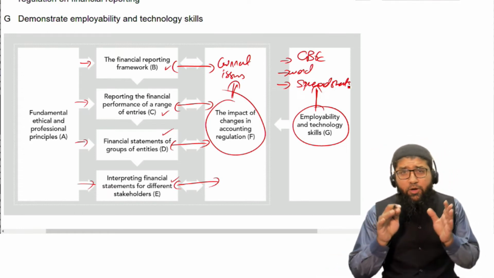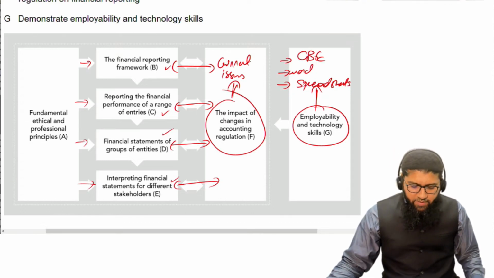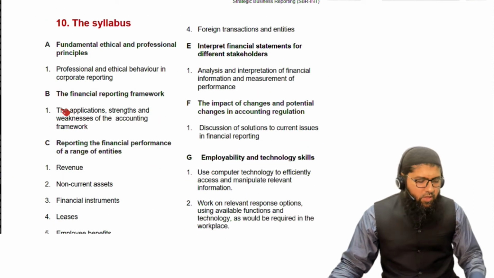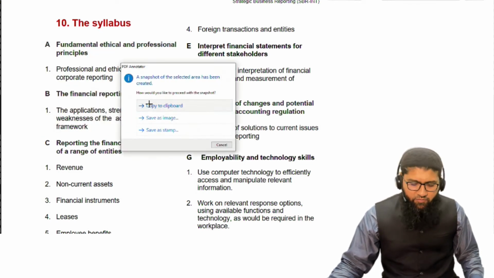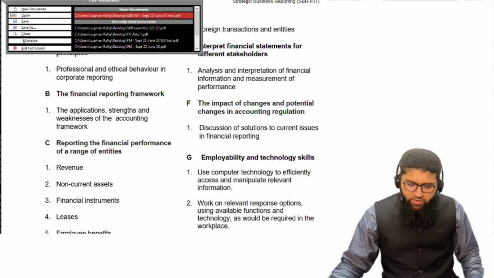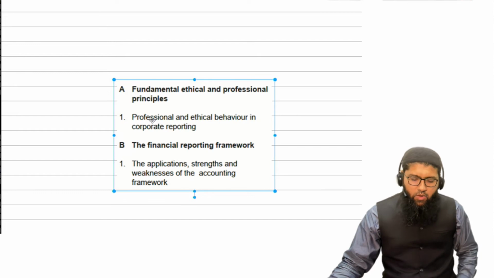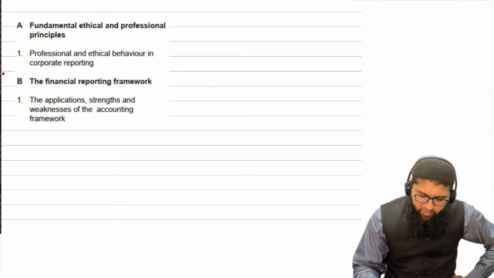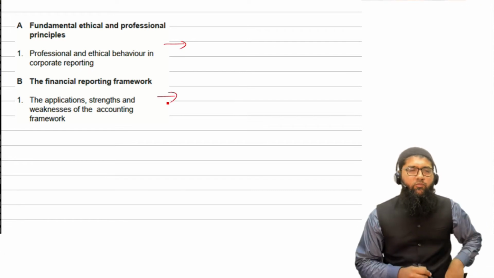Now, what I'm going to do is talk about each and every different area of the syllabus in detail. The first area that I'm going to talk about is section A and section B of the syllabus. Now, what exactly is there with respect to section A and section B? Let's try to see. One of them is the fundamental ethical and professional principles, and the other is the financial reporting framework.